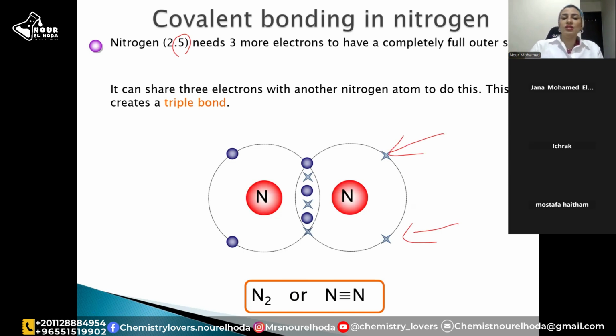So this is called N triple bond N. Triple means every nitrogen is going to share by 3, like this.